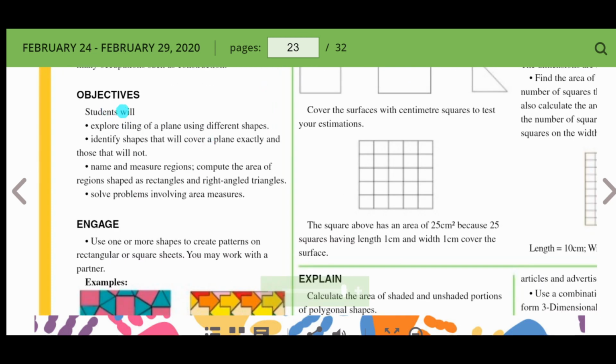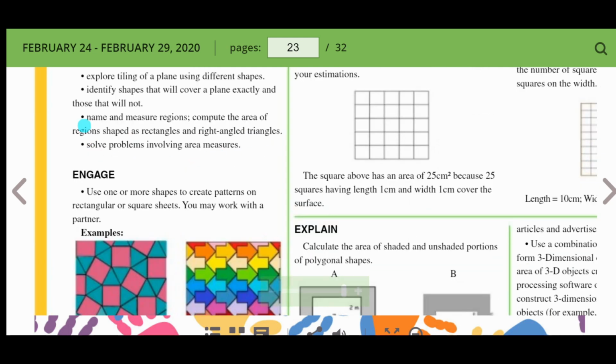Our objectives: students will explore tiling of a plane using different shapes. Identify shapes that will cover a plane exactly and those that will not. Name and measure regions. Compute the area of regions shaped as rectangles and right-angled triangles. Solve problems involving area measures. Engage.